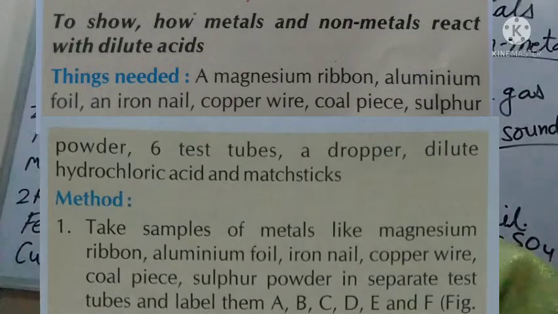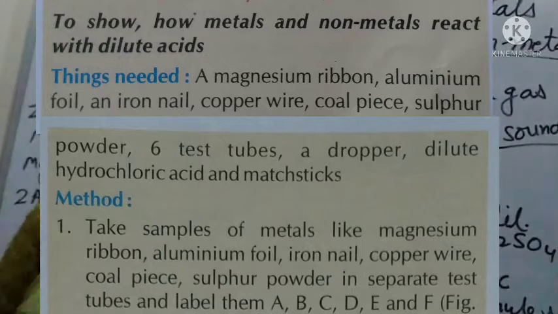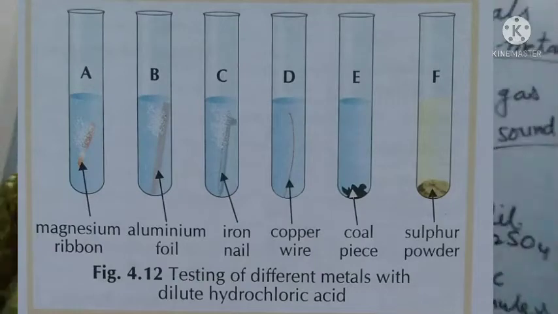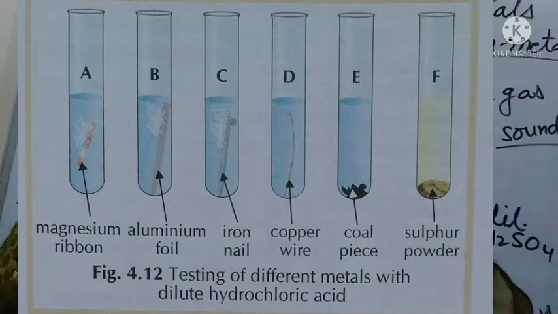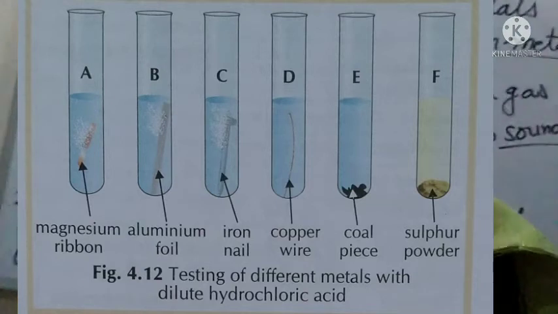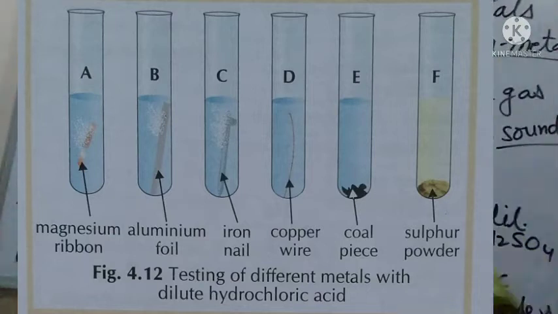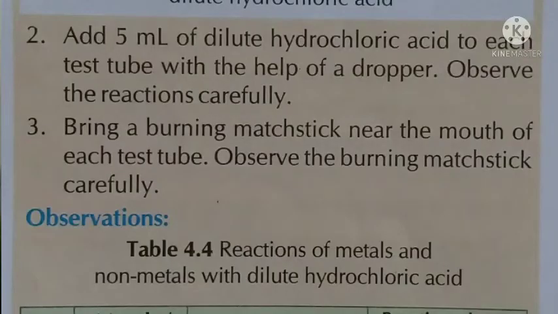For doing this activity, as you are seeing here in the picture, we will take six different test tubes, and in all these test tubes we will take dilute hydrochloric acid, and we will put different metals and non-metals as sample pieces in these test tubes. For example, in the first test tube we will put a magnesium ribbon, then in the second aluminum foil, then an iron nail. After that, in the fourth test tube we will put copper wire, in the fifth a coal piece, and in the sixth sulfur powder.